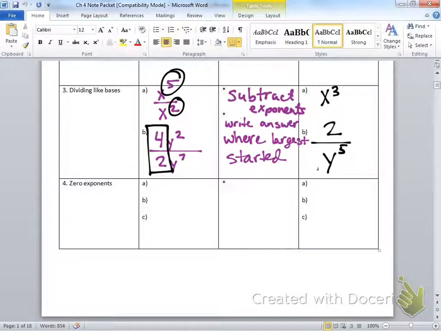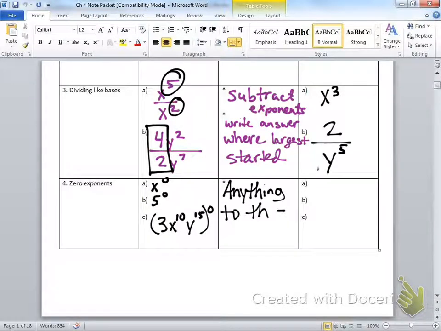Okay. This is the last one that we know so far. I'll give you 3 real quick examples. What are all of those? 0. Anything to the 0 power is? 0. No. 1. That's the rule. Anything to the 0 power.